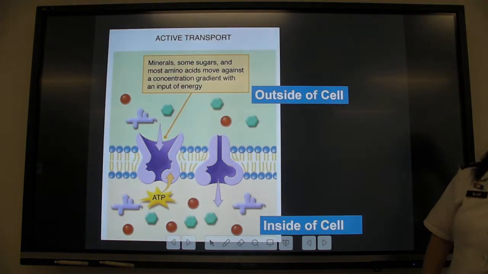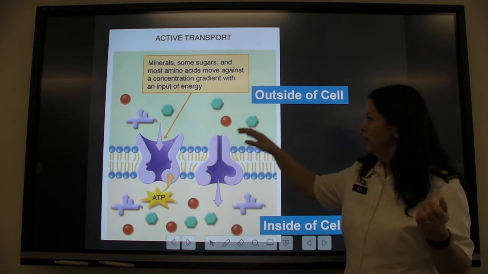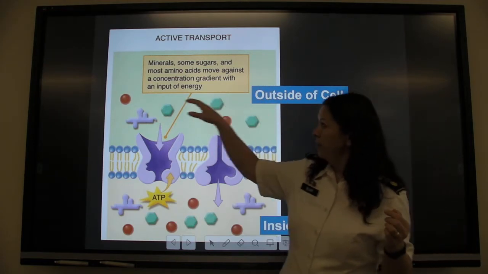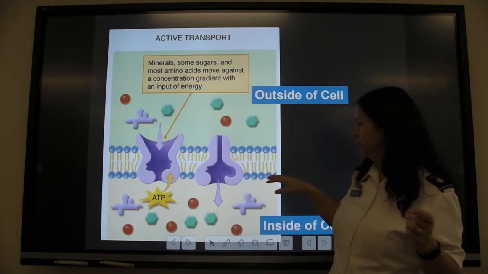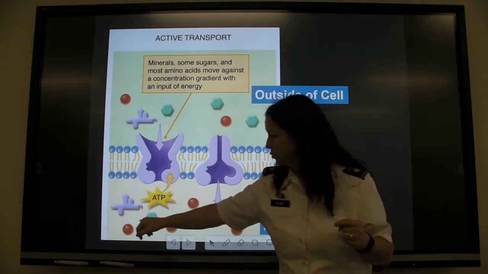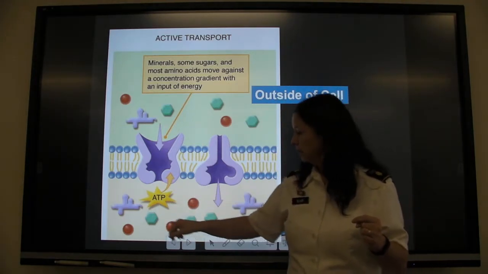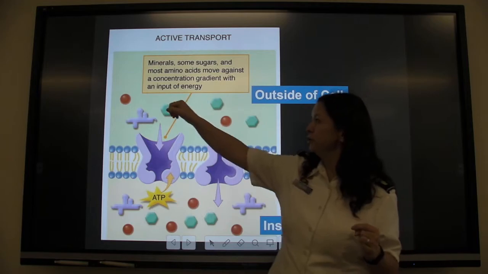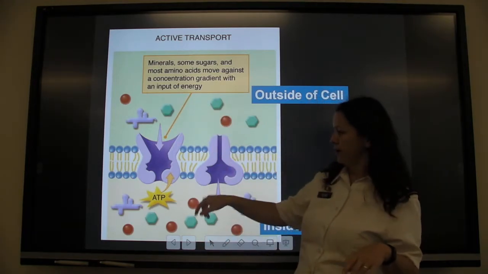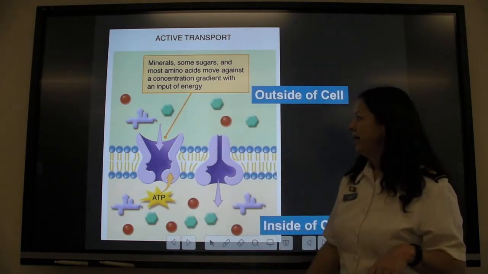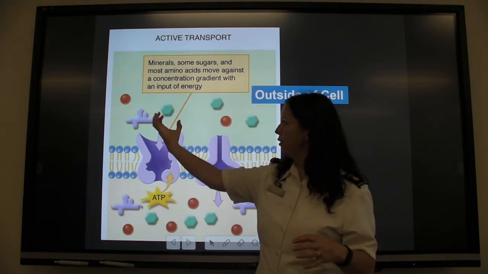All right, so it looks something like this. You have these particles out here. See, there's not many of them. And in here, there's more. So we're looking at these red little particles. See? Okay, we want more of them. There's only 2 particles outside. There's already 4 inside. And so the cell's going to grab hold of it.